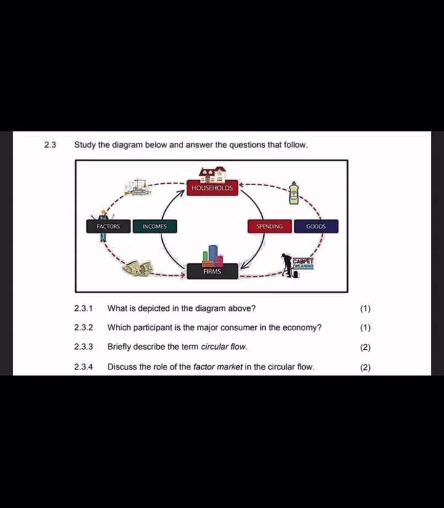Or you can say, discuss the role of the factor market in a circular flow: households sell their factors of production in the factor market to receive income. We sell our factors of production. Which factors of production do we sell? Our labor to the firms. To do what? To get income. Then you have your 2 marks. And then you have your total of 6 marks in this question that we did.